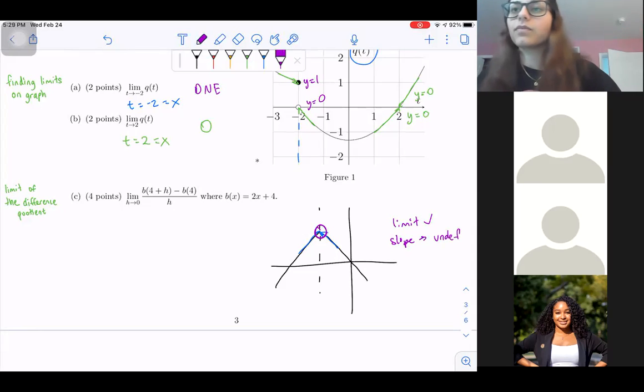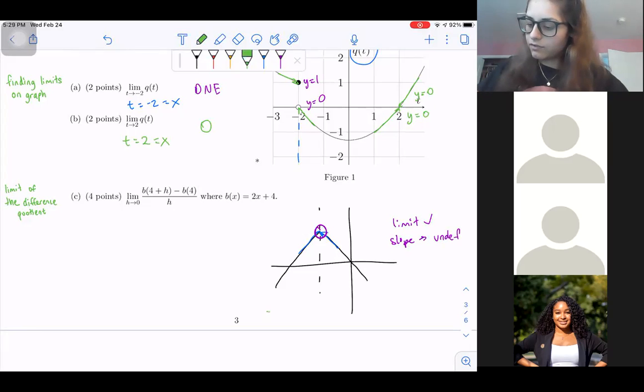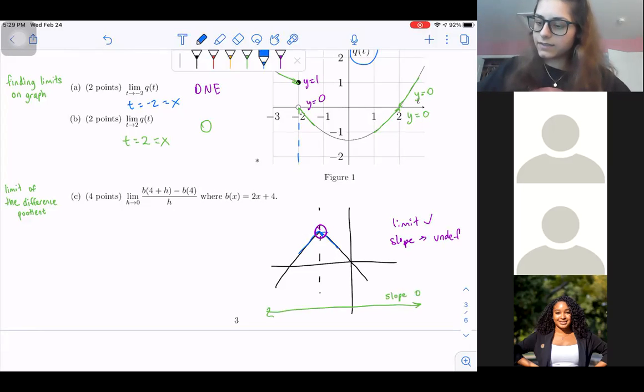But just so you know, if you have a function that is a straight horizontal line, then your slope is 0. If you have a function that is a vertical line, the slope is undefined.